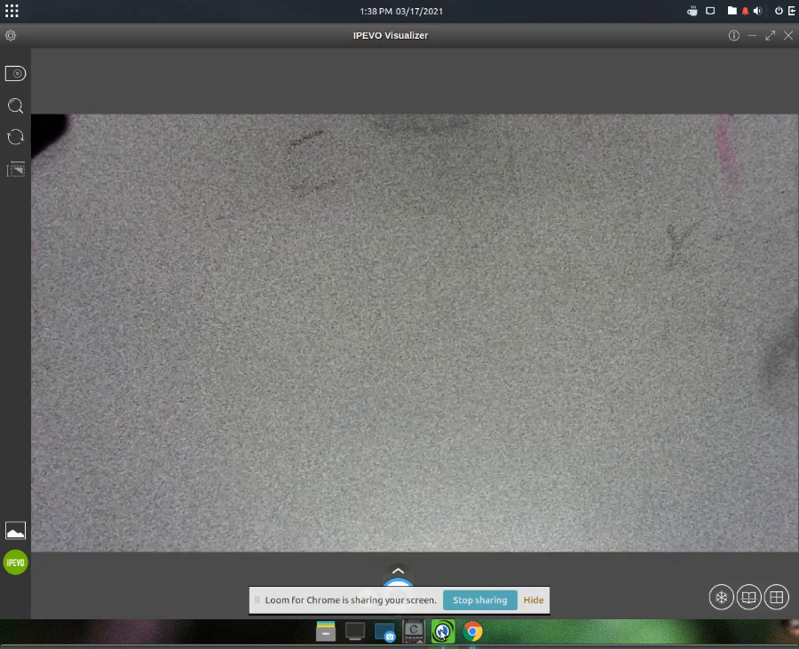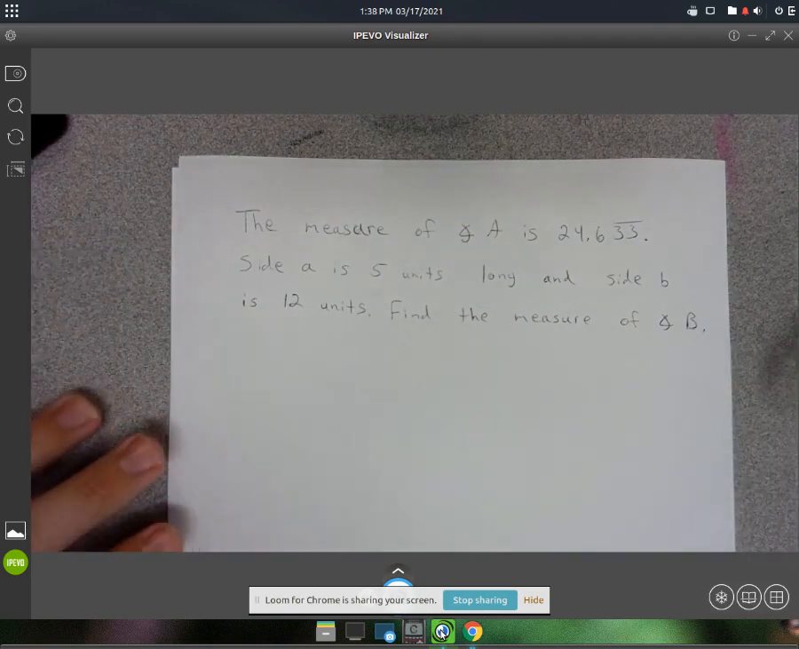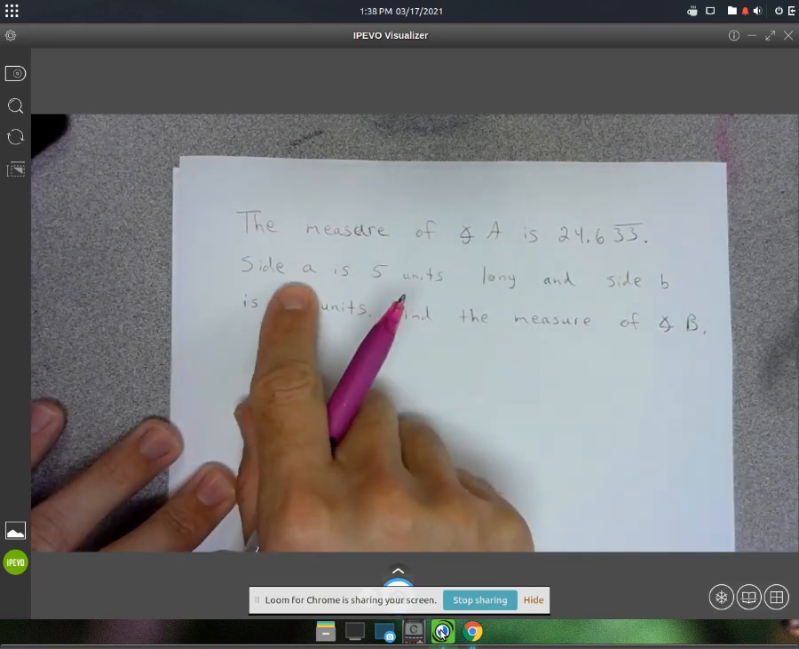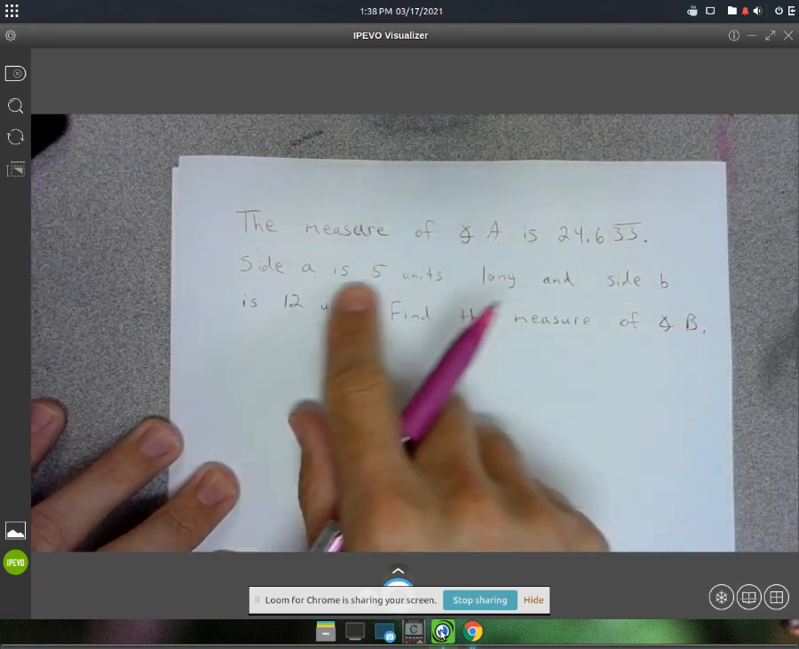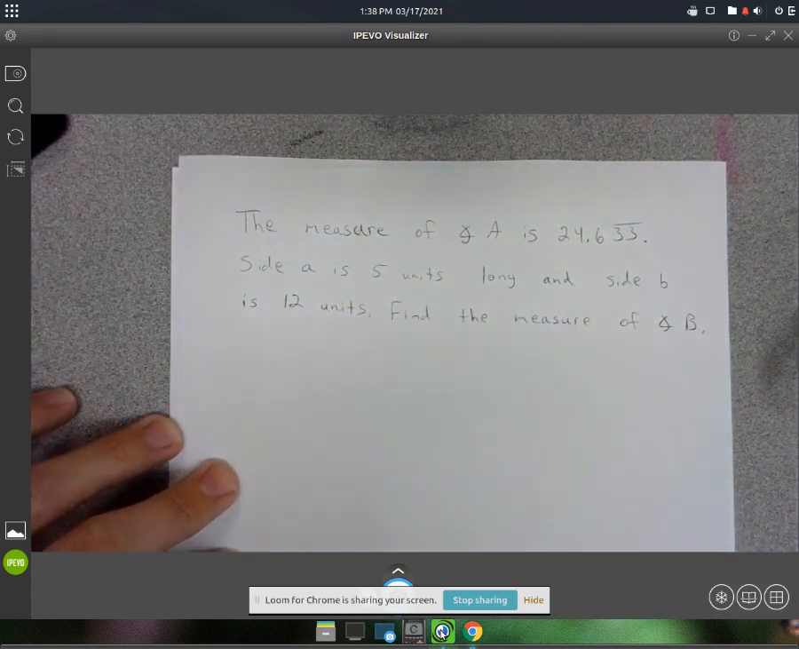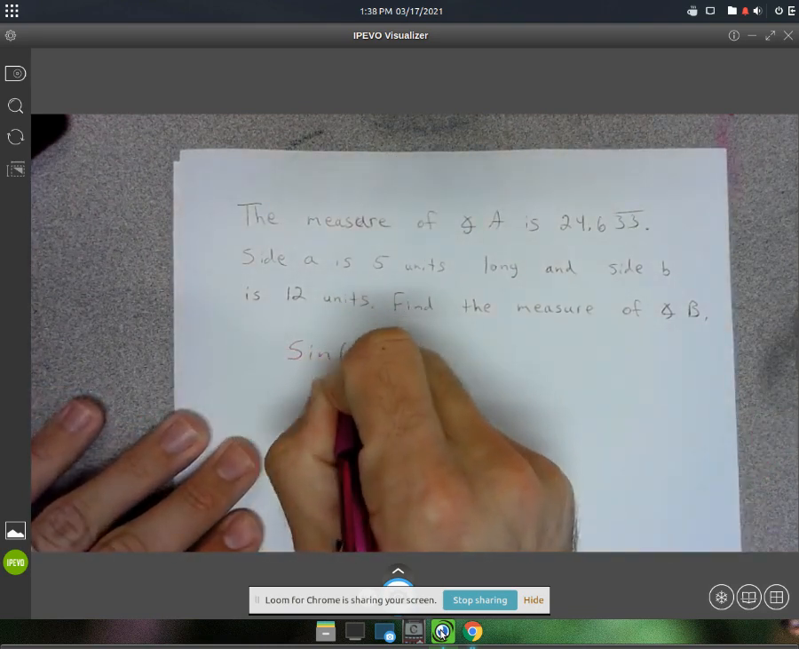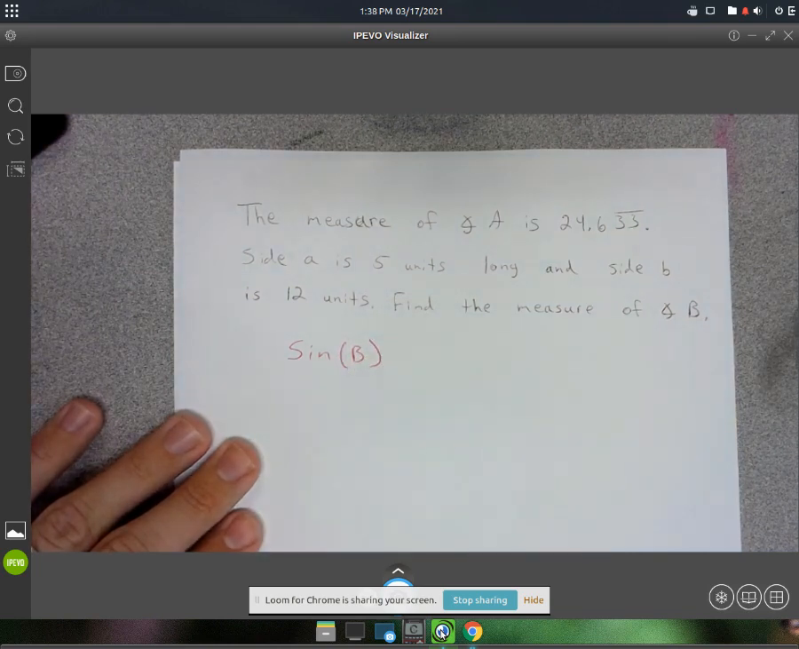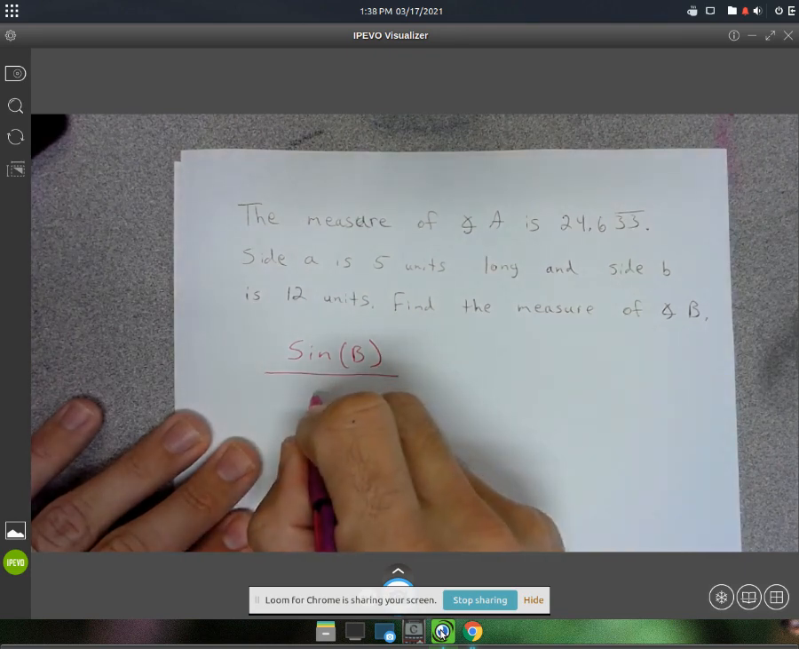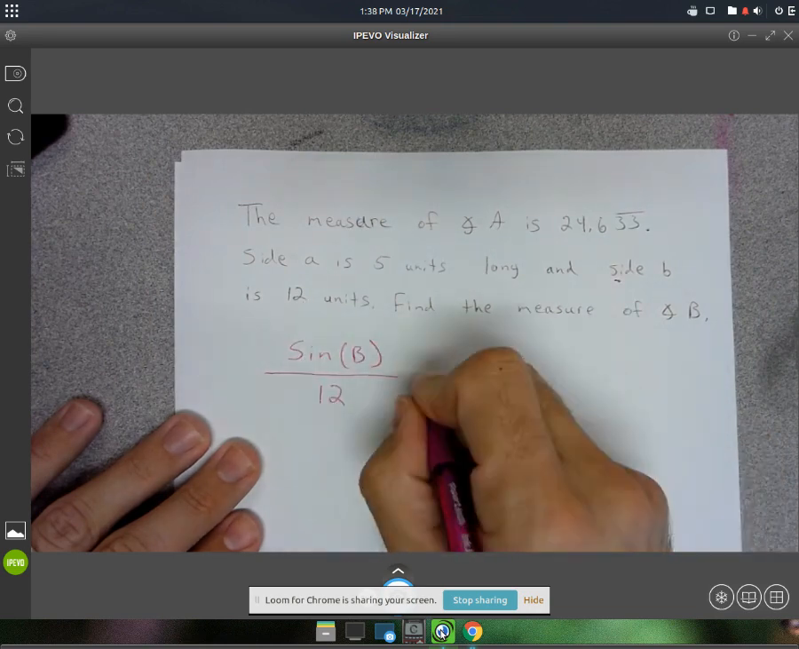They're giving us this one in words, and I am not going to try to draw a picture. I'm actually just going to set up my little sine equation. All right, the measure of angle A is this. Side A, which is the one that's across from that angle, is 5 units long, and side B is 12 units long. Find the measure of angle B. So sine of B, that's the one I'm solving for. I'm going to put that as the top part of my fraction. The side that's across from that is 12 units, it said. Side B is 12 units.